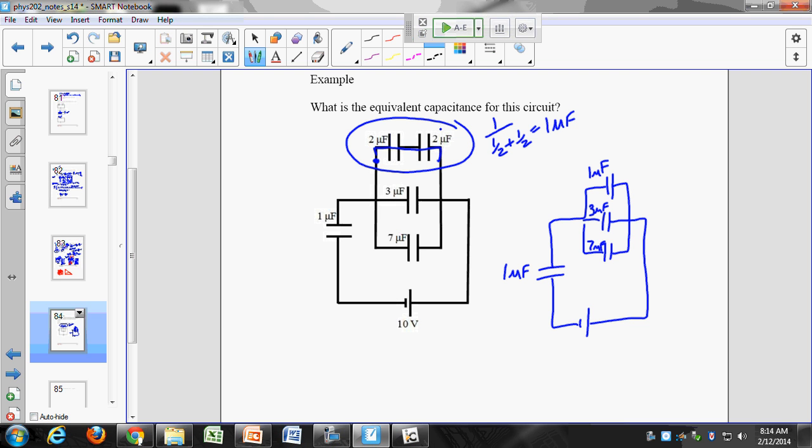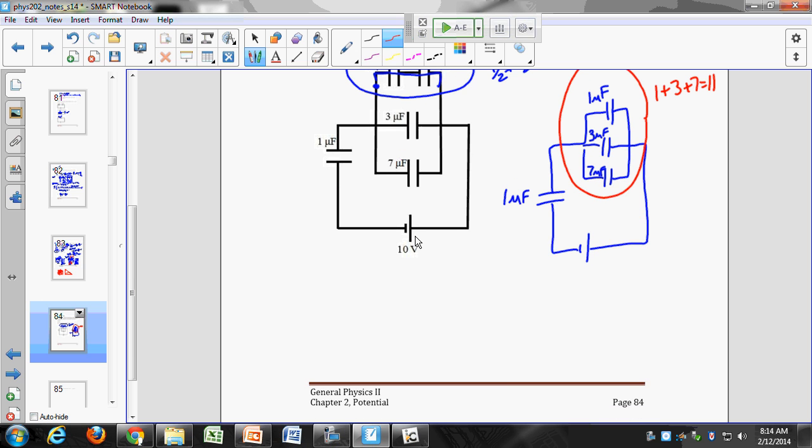Now what do I do next? Right. I'm going to take this branch and simplify it. It's going to be 1 plus 3 plus 7, which is equal to 11 microfarads. And so my new circuit now will look like this. I'll have a 1 microfarad capacitor in series or parallel with an 11 microfarad. Right, in series.